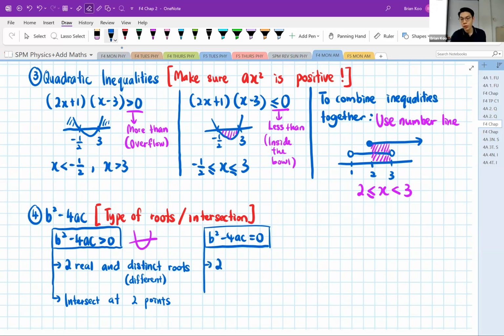Okay, this one we say 2 real. The word real, don't worry, it just means got answer. It just means that the answer exists. 2 real and equal roots.